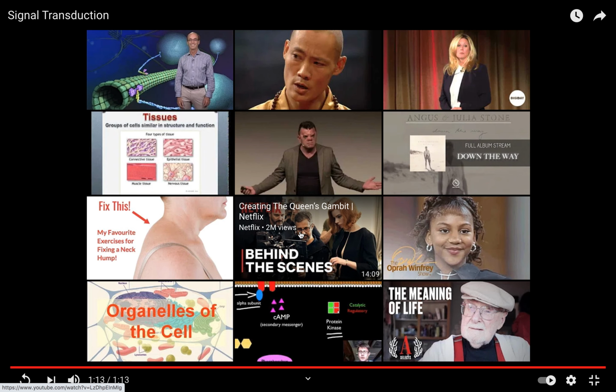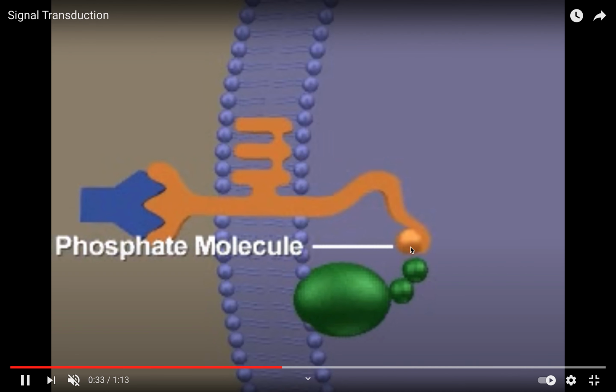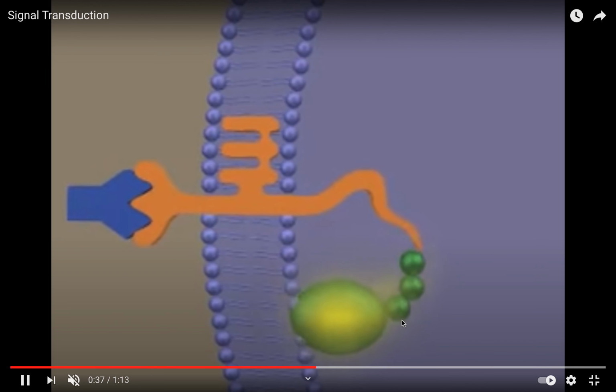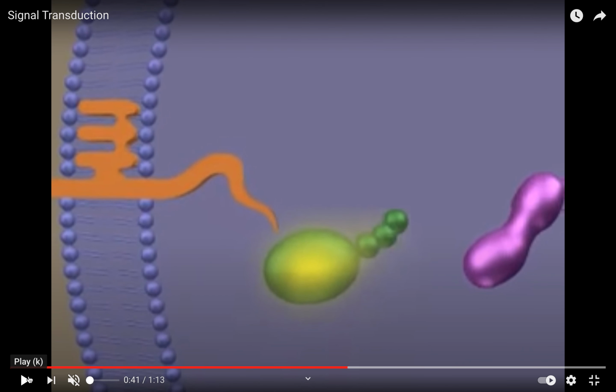Okay, so really I just wanted to focus on how the signal is relayed through a series of molecules. They're just passing it on. And so here this phosphate molecule is going to bind to this, and then it's going to initiate another chain reaction. And in this case, it's going to turn on a gene inside the nucleus. So that's just one of the many examples for signal transduction.